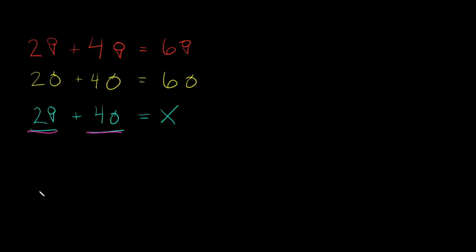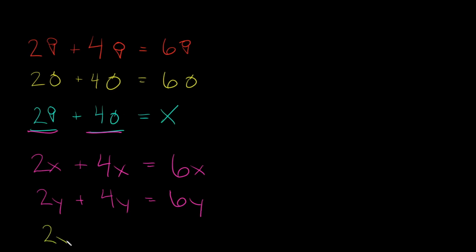Okay, so similarly, we can apply this same theory to variables. If I have 2 x's and I add 4 x's, then I would have 6 x's. If I had 2 y's and I added 4 y's, then I would have 6 y's. But if I had 2 x's and I added 4 y's, that would give me nothing. This is mathematically disgusting. So I would just leave the x's by themselves and the y's by themselves. So we can only add and subtract variables if they are the exact same, right?